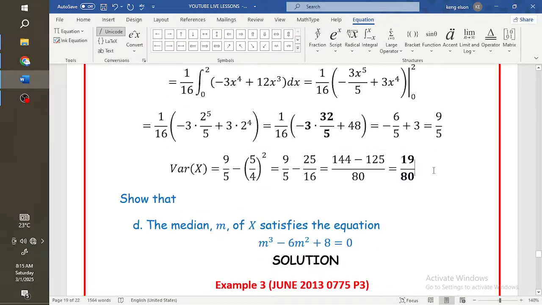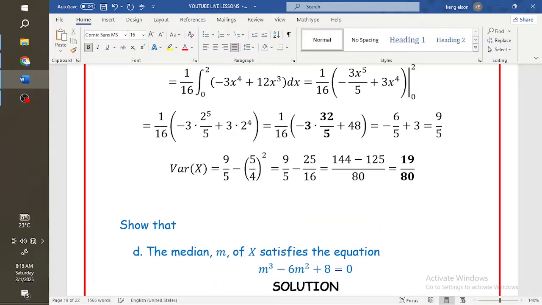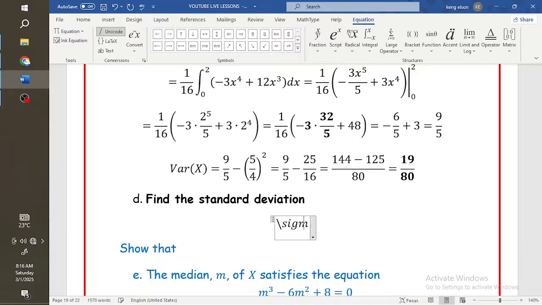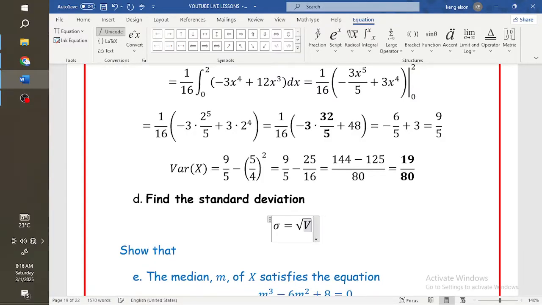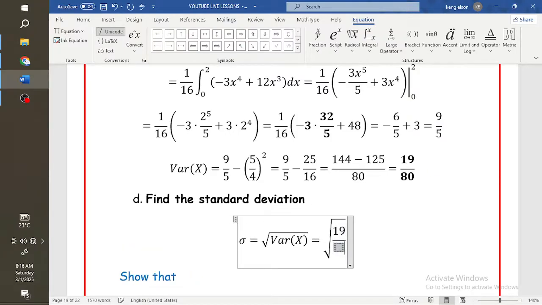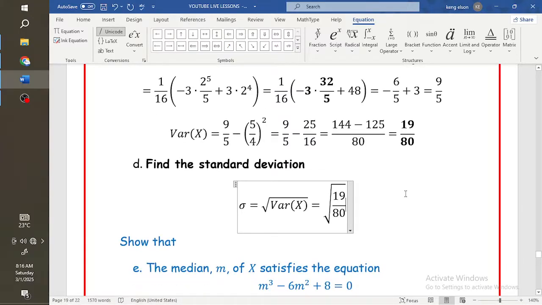Now, if maybe the question said find the standard deviation, let me just put D here. So this says find the standard deviation. We said the standard deviation is just the square root of the variance. So sigma is equal to the square root of the variance of x, which will give us the square root of 19 divided by 80. I will allow my answer as this, but if the question has told me to put my answer to a certain number of decimal places, then I will punch and put my answer to that number of decimal places. But if not, I'll just allow my answer like this.